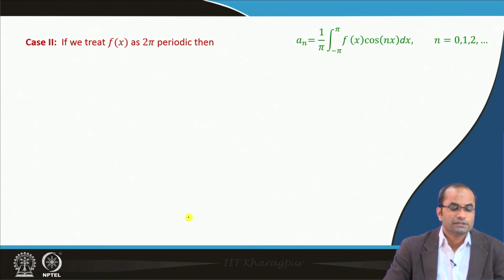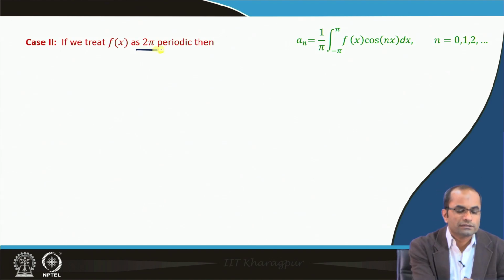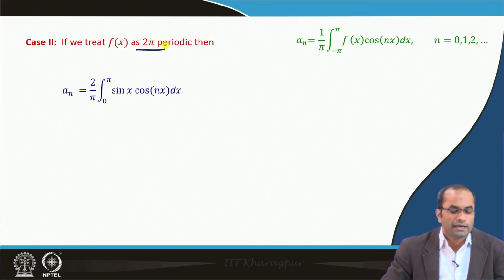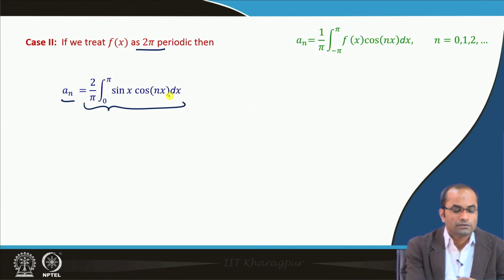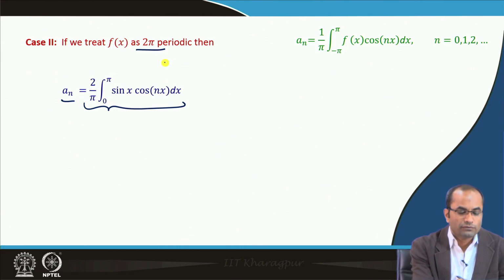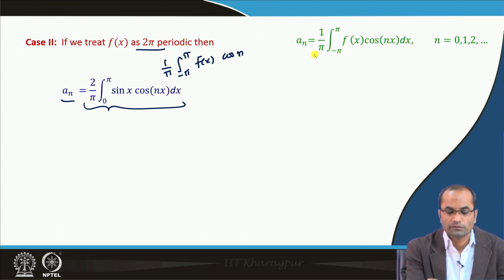Well, so now in the second case we will treat this f(x) as a 2 pi periodic function, because 2 pi is not a fundamental period, but it is also a period of the function. So, we can consider this 2 pi periodic function, and then we have the standard result that a n will be 1 over pi, integral from minus pi to pi, f(x), and then we have cos. Okay, it is written here already.